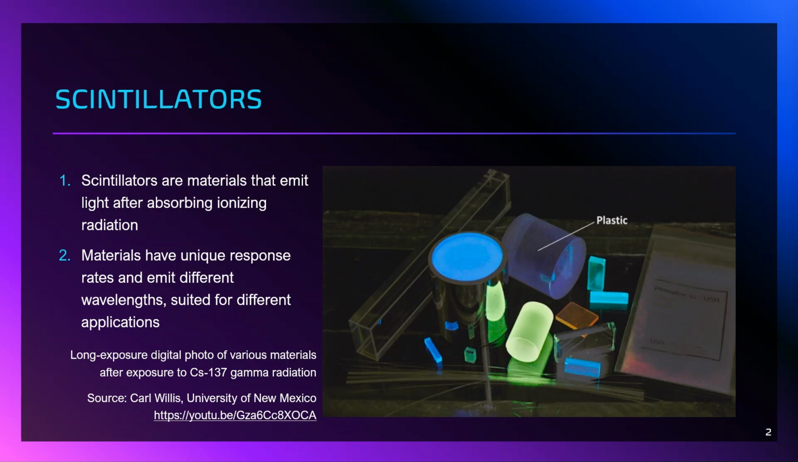This is a long, long exposure digital photo of some various materials after being exposed to a cesium 137 gamma radiation source. At the top, labeled as plastic, it's kind of emitting a violet luminescence. And then next to it are some other similar materials. The blue can is a sodium iodide. The green bar is a cesium iodide. And so I think other presentations will be talking about those types of materials, but our presentation is going to be on plastic scintillators.